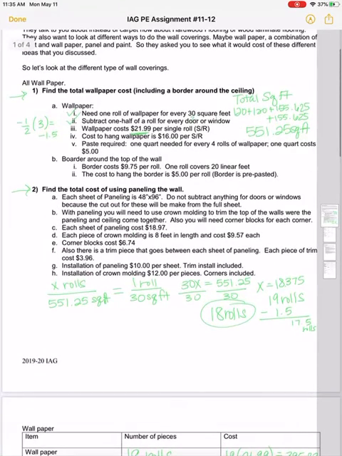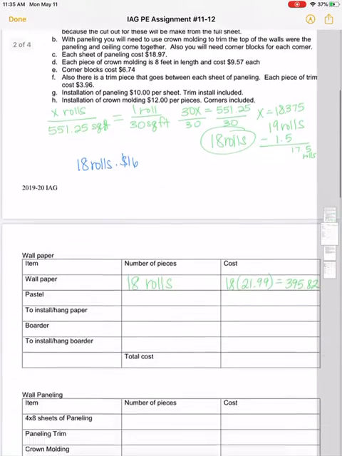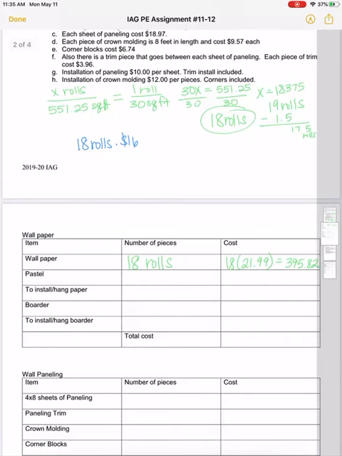We're going to come back here. We took care of that one. We took care of that one. Okay, cost to hang wallpaper. I'm going to be right here. It says cost to hang is $16 per roll. So that's pretty easy. I have 18 rolls times $16. So I can put that one right on my chart. Oh, just kidding. Oh, right here.